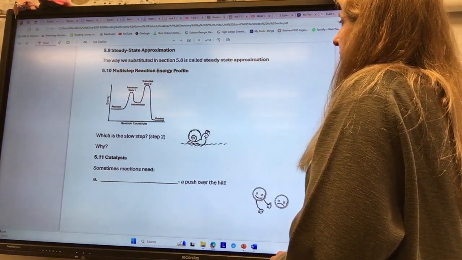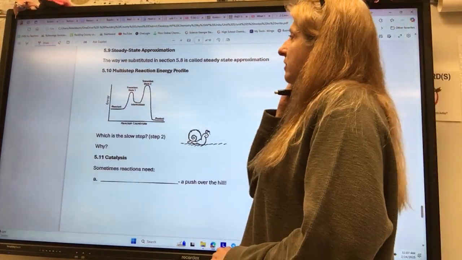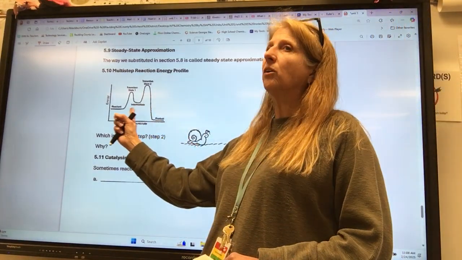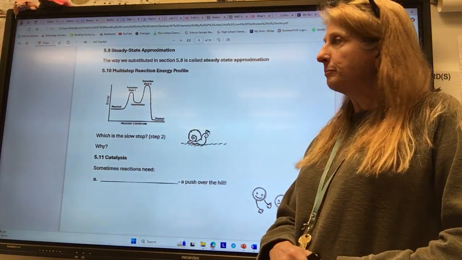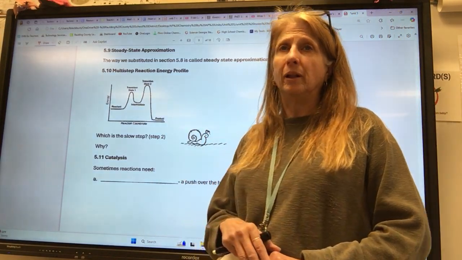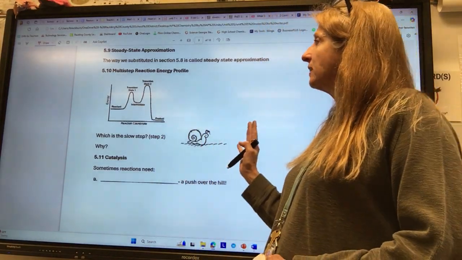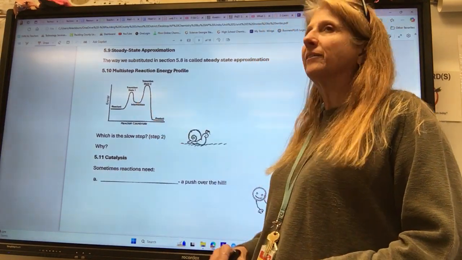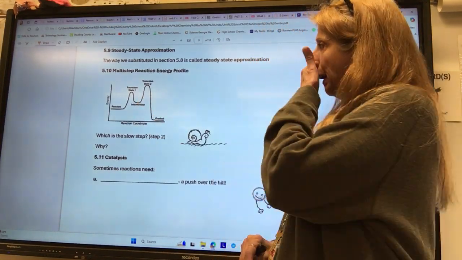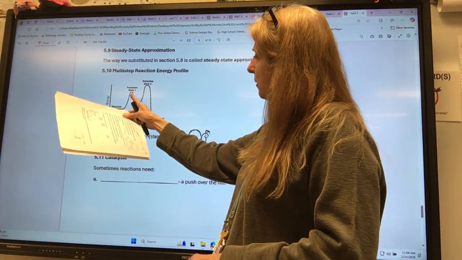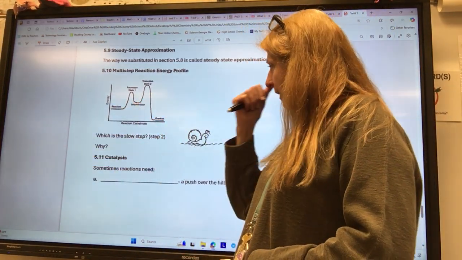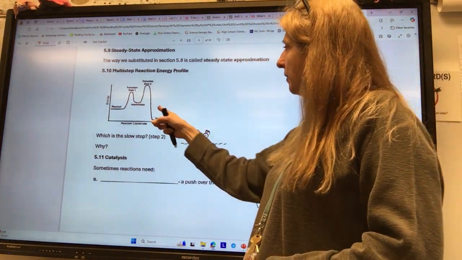All right, now we're on learning target 10. The multi-step reaction profile. We have learned about reaction profiles, and they've always had one hump. But now we've learned that reactions can take place in steps, so for each step, it's got its own hump. Now, so this is the first part, that's the second one. There's our intermediary in the valley.